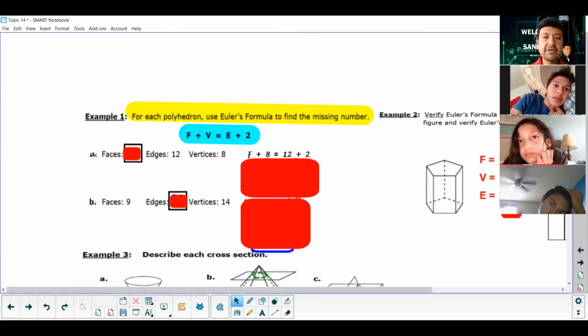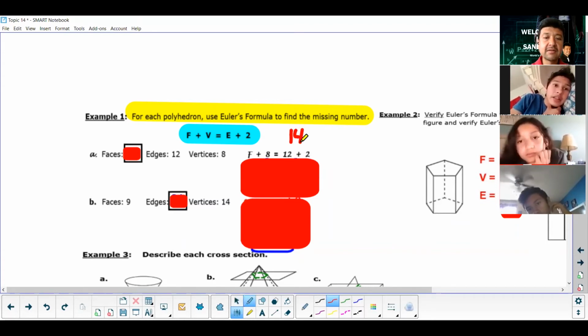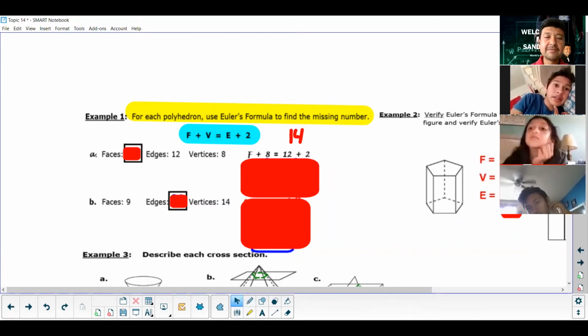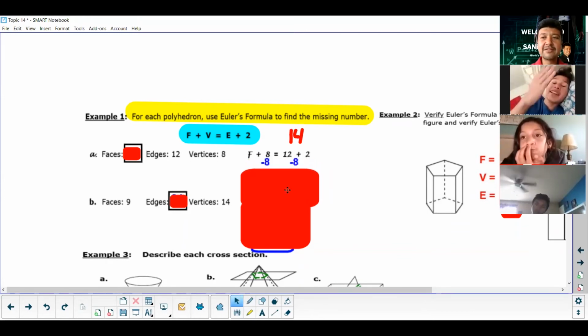Good. And then what do you do from there? You do adding them, so you do 12 plus 2 is 14. Okay, good. And then what else? 8 divided by 14. Well, you don't want to divide. Why not? Oh no, you want to subtract. Yeah, minus. You subtract. Yeah, so guess what the answer is going to be?